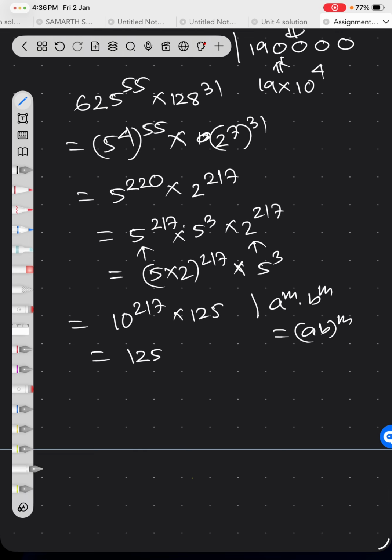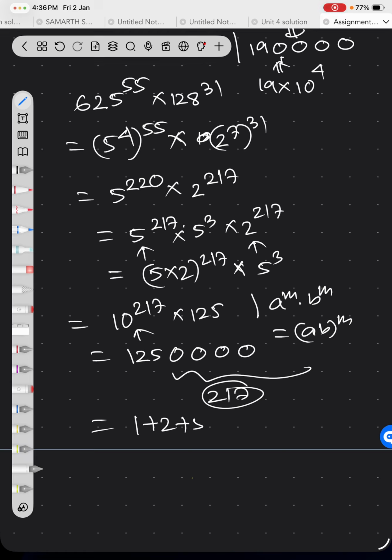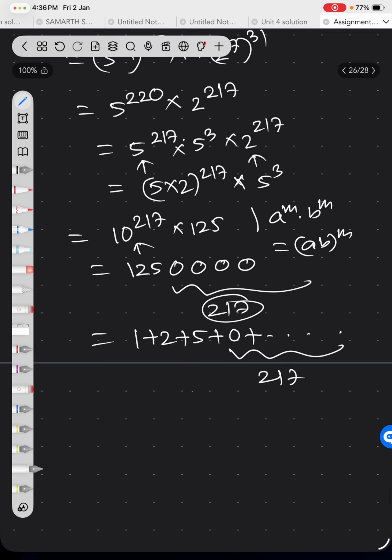And 125 with how many zeros are there? Since 10 to the power 217 is present here, the zeros will be 217 in number. So if we find the sum of the digits of this product, we have 1 plus 2 plus 5 plus 0 plus dot dot dot, and 217 zeros are there. After doing so, we get 8. That means the sum of the digits of the product will be 8 only. So this is the required answer.